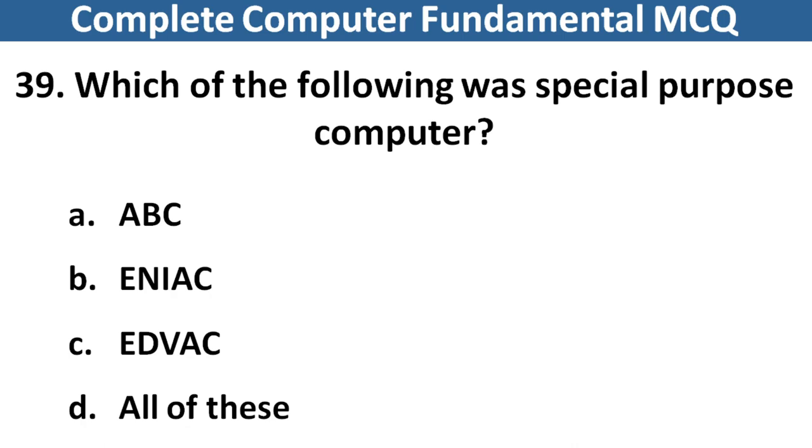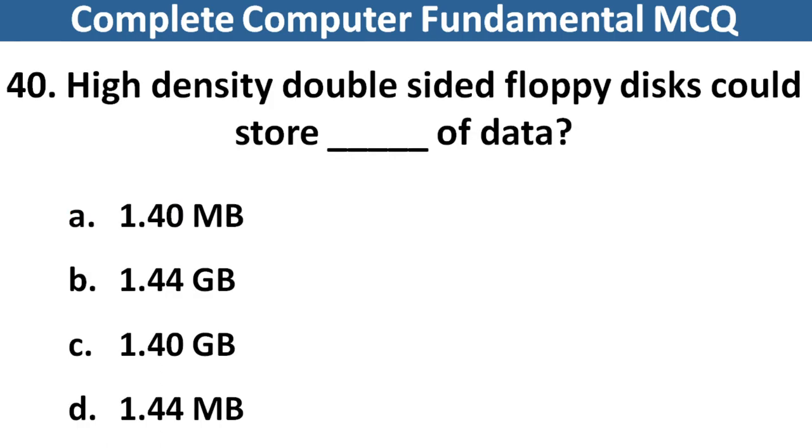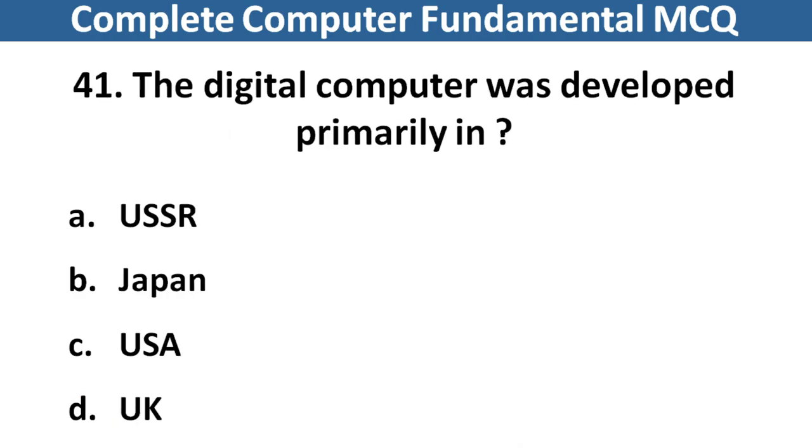Next question. Which of the following was special purpose computer? Right answer is options A. Next question. High density double sided floppy disk could store dash dash of data. Right answer is options D, 1.44 MB. Next question. The digital computer was developed primarily in. Right answer is options C, USA.